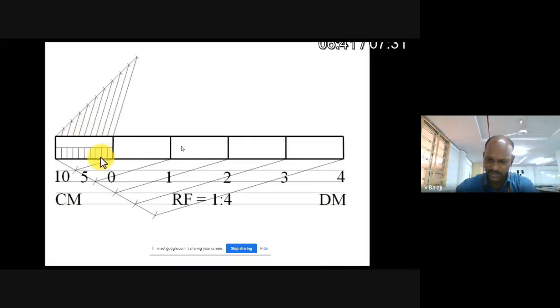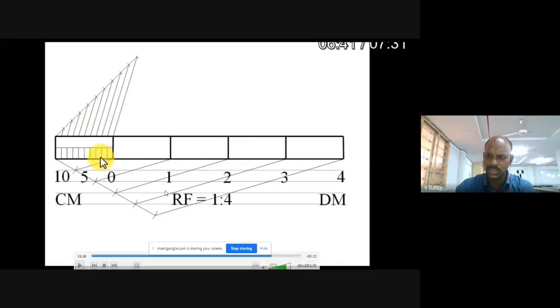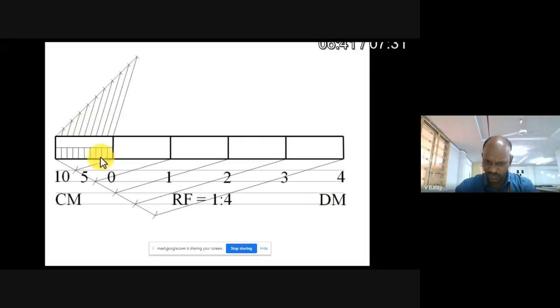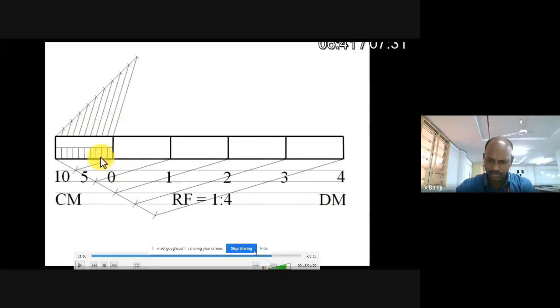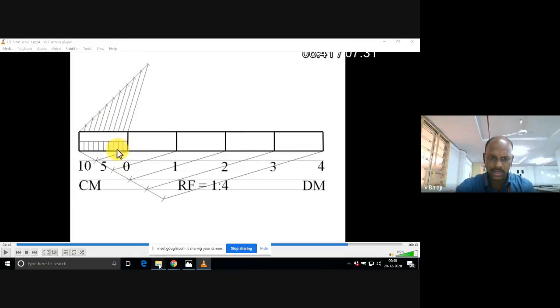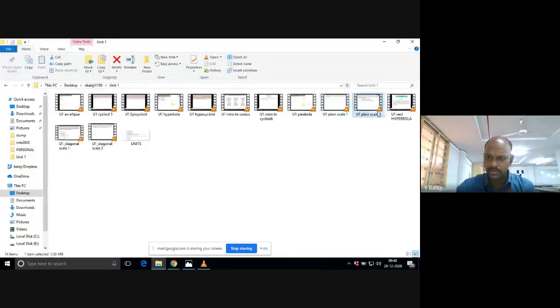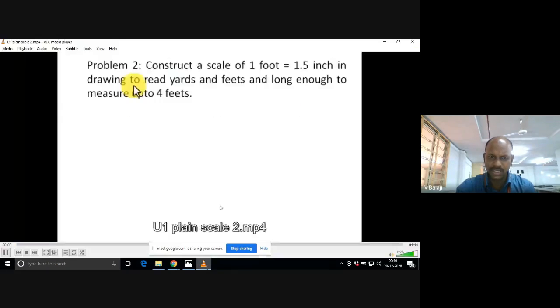Now let us move on to some other problem where some data is not given. At that time, how to solve the problem? Now we will go to the next problem in plain scales.